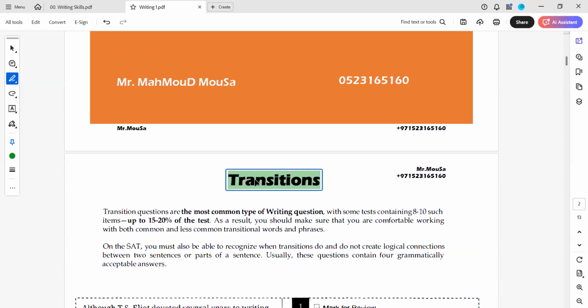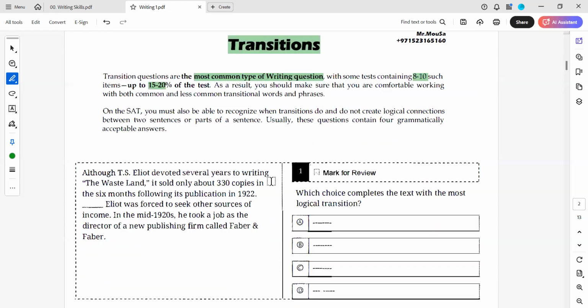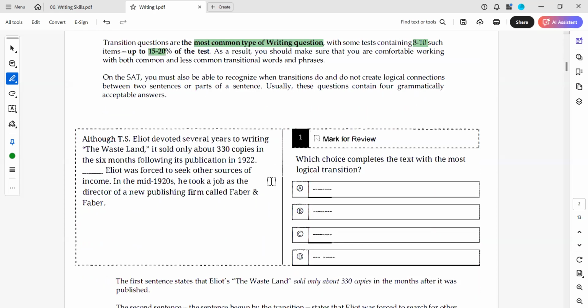So as we said, transitions, here we're talking about 15 to 20% of the test, 8 to 10 questions per test. So one of the most commonly tested questions here. We have to make sure that we're completely familiarized with that type of questions, transitions. Again, what are transitions? We use transitions to indicate the relationship between two ideas. So here we have two ideas and there is a relationship between them. How to indicate such a relationship? We just need to use one of those transitions. So it's all about expressing the relationship between two ideas.